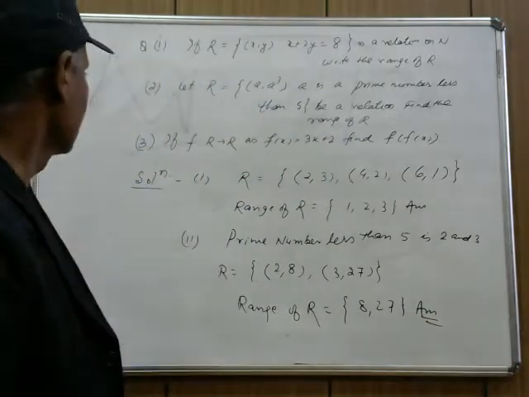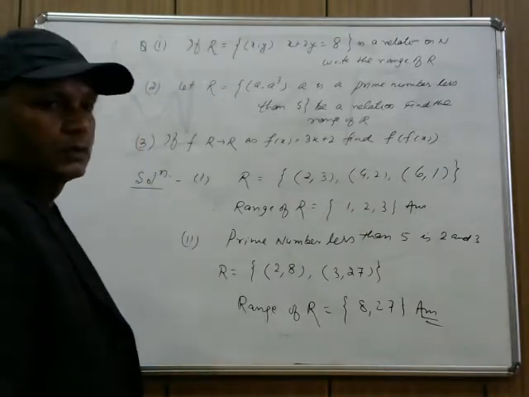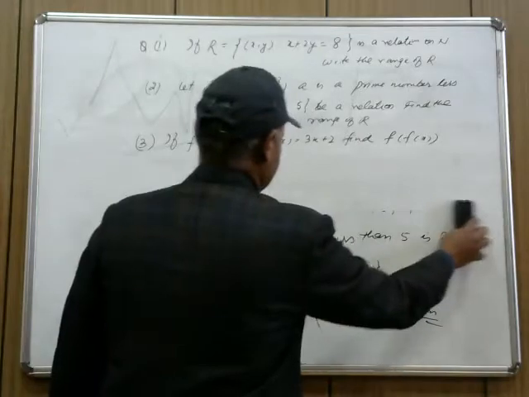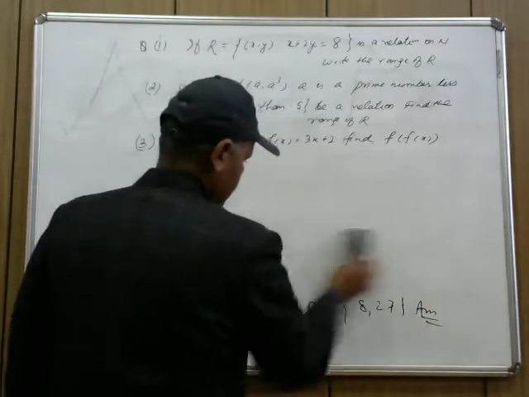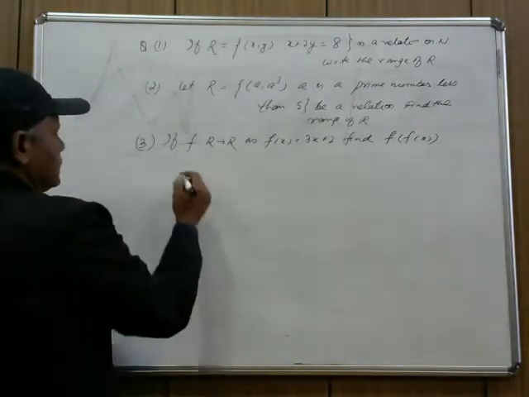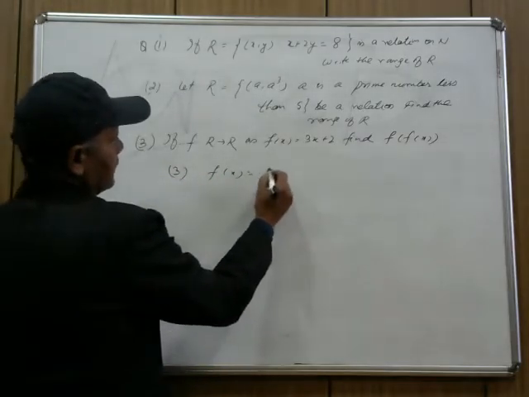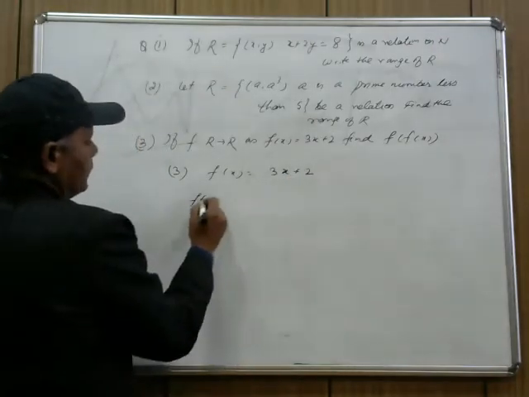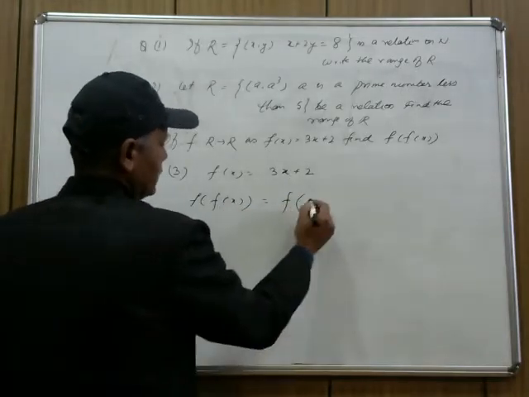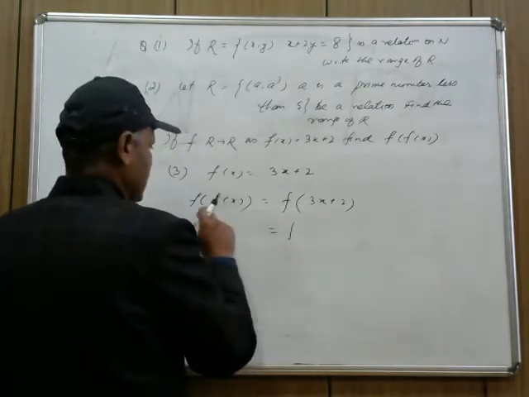Fine. Now the third question. f is defined as f of x is equal to 3x plus 2. Then you have to find out f of f of x. f of x is given as 3x plus 2. Now I'll write f of 3x plus 2.